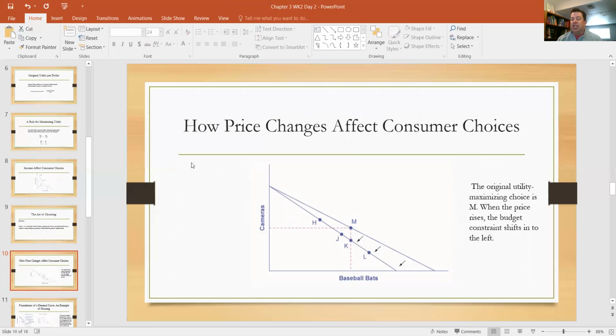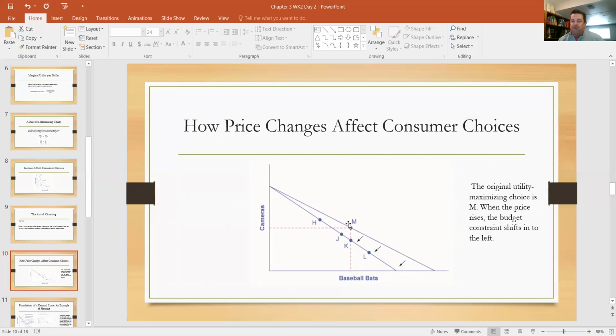So, how price changes affect consumer choices. And again, this is a consumer choice graph. It's not a supply and demand graph. But what it shows us is that we've got cameras over here, we've got baseball bats over here. Chances are, if you have a camera or two, you're not going to buy a bunch of cameras. Therefore, we see that the change in price doesn't affect the number of cameras you're going to purchase as much as it's going to affect the number of baseball bats that you might purchase.